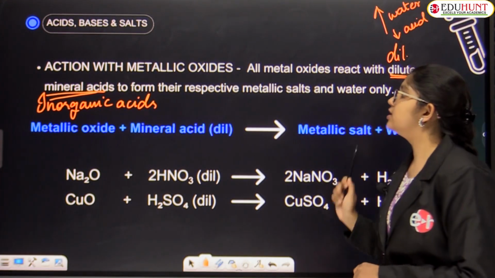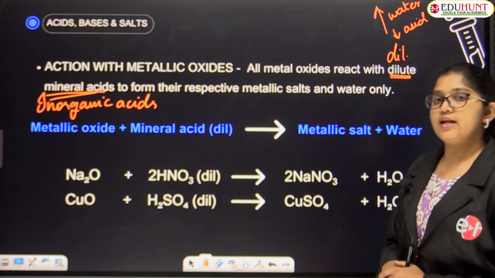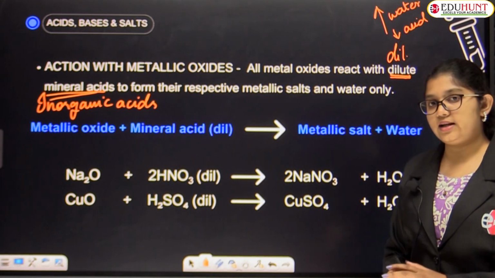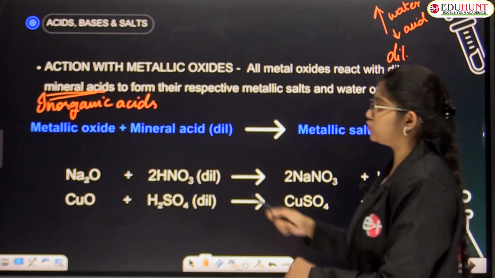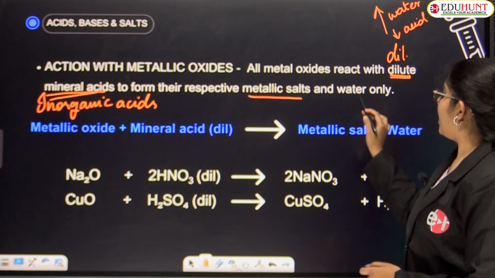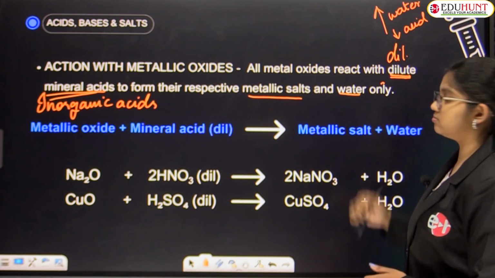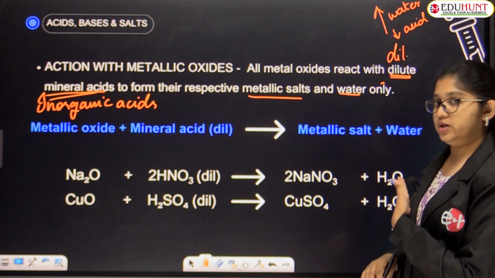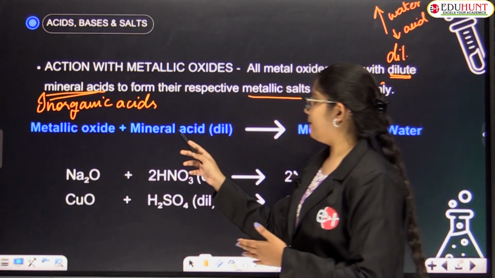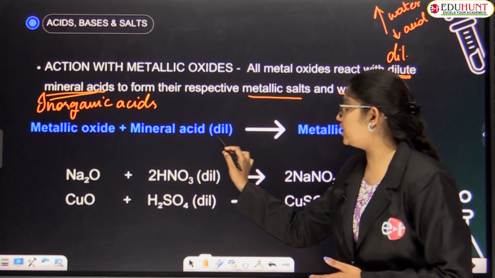Okay, children. Now, so what happens? Action with metallic oxides. All metal oxides react with dilute mineral acids to form their respective metallic salts and water only. We'll see the reaction over here. So, a metallic oxide reacts with a mineral acid, which is in dilute condition.